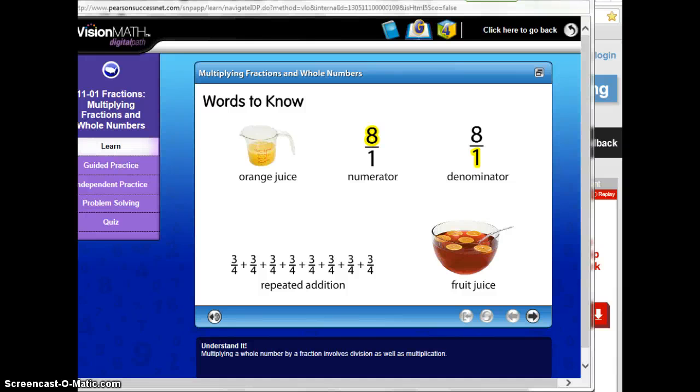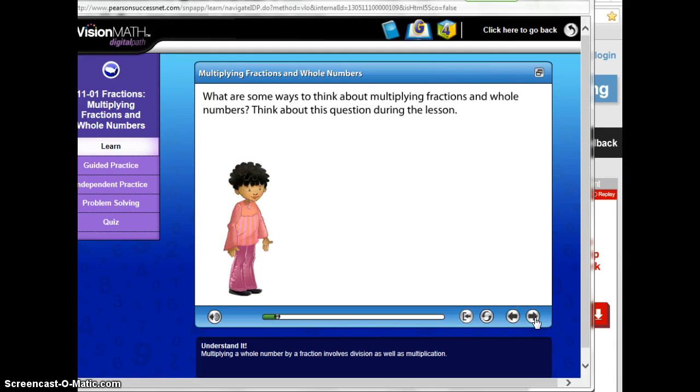All right. Multiplying fractions by whole numbers today. What are some ways that we can think about multiplying fractions and whole numbers? Well, first of all, let me ask you this.